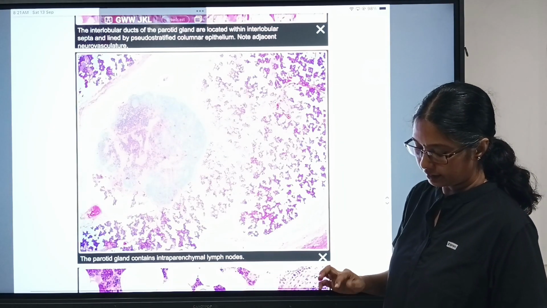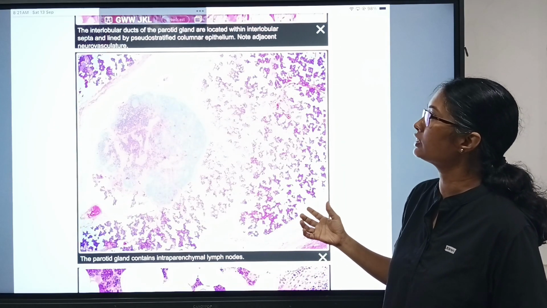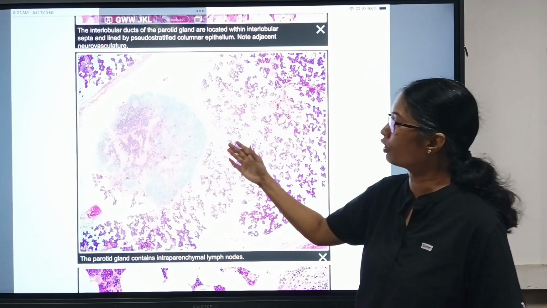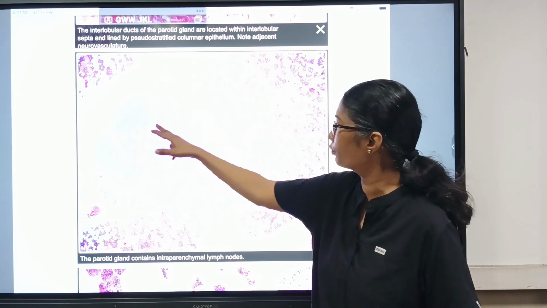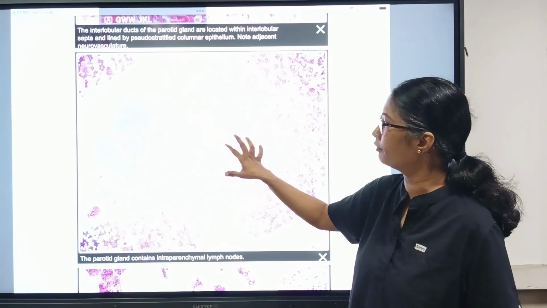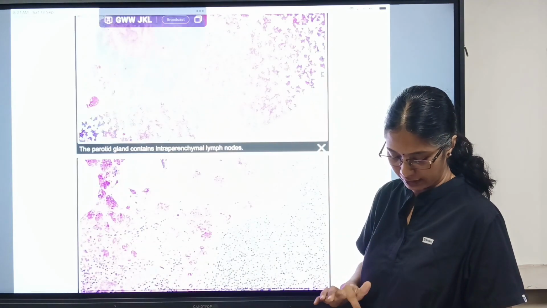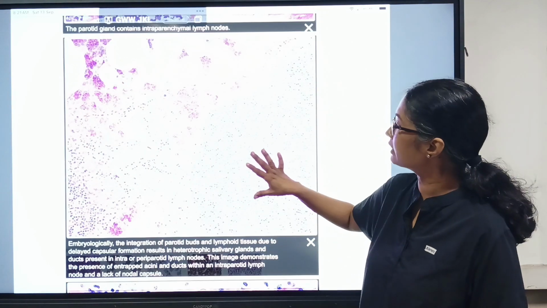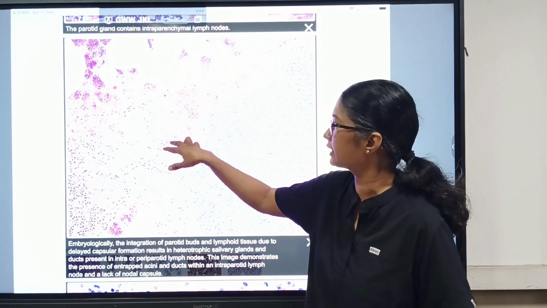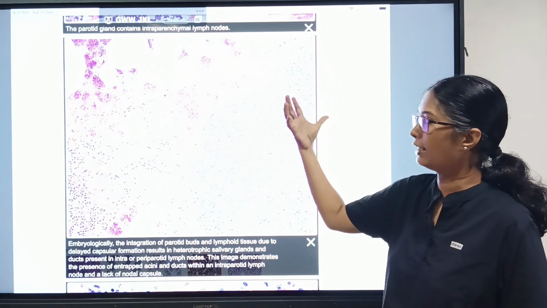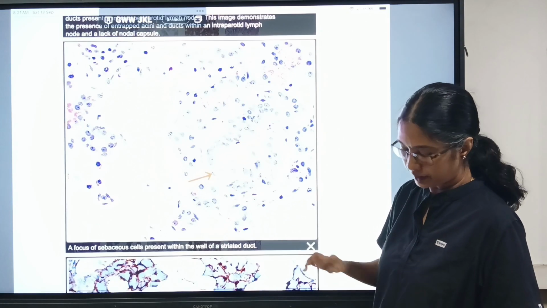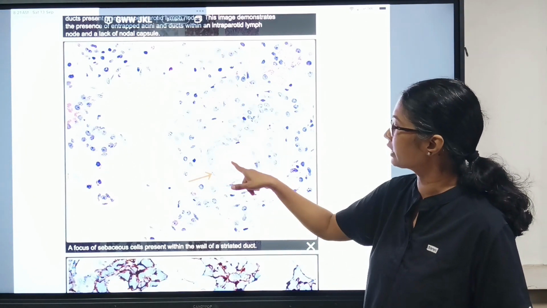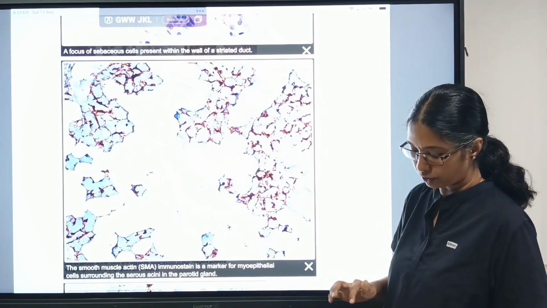And I will talk about the other structures which are present in the glands. One of them is the lymph node, which is present in the parotid gland. This is a lymph node. These are the acinar cells, and the lymph node is present inside the parotid gland. In the lymph node we can also see some acinar cells here. So in the gland we get lymph nodes, and in the lymph node we get some glandular tissue. And some sebaceous cells we can also see here. And special stains are also there.